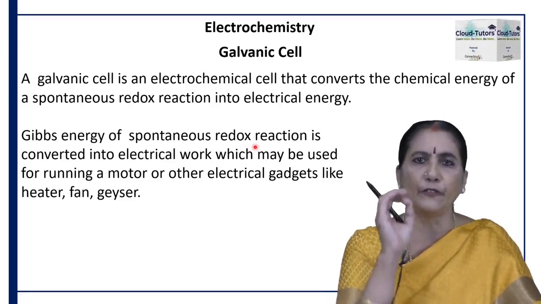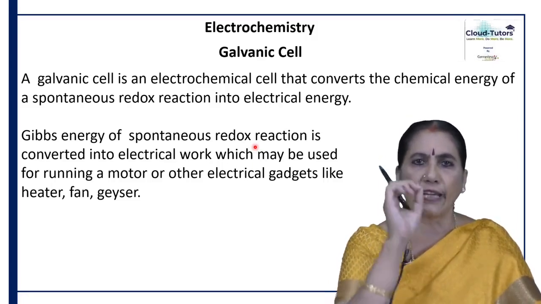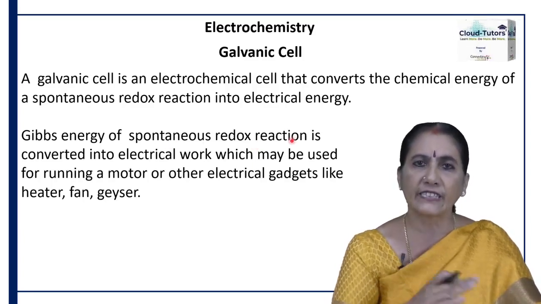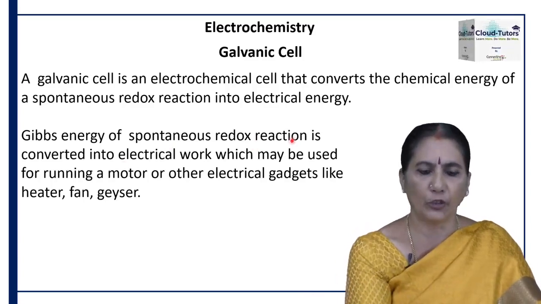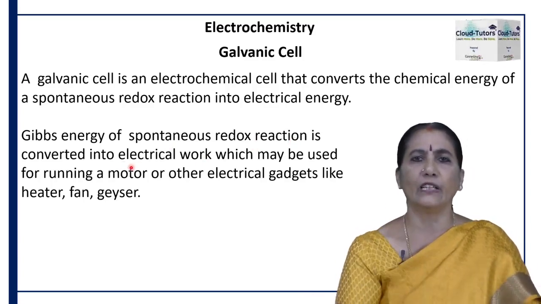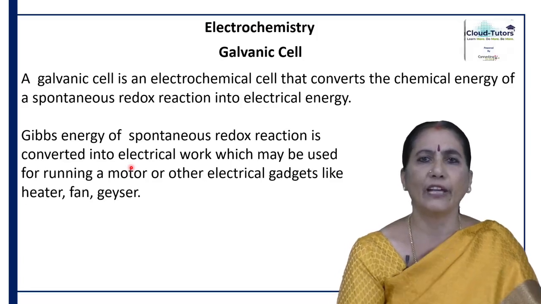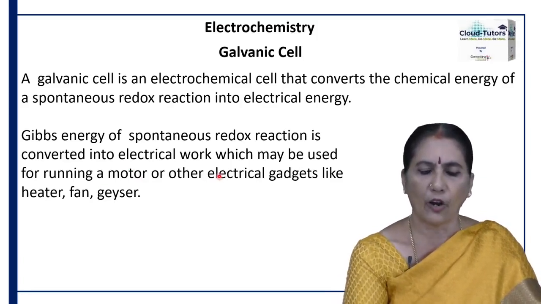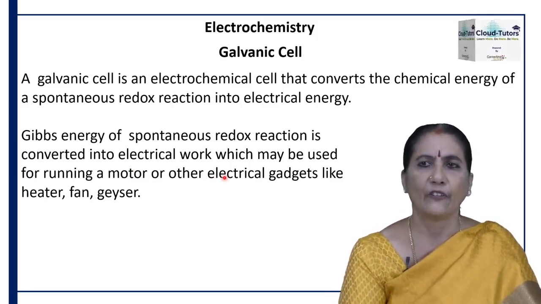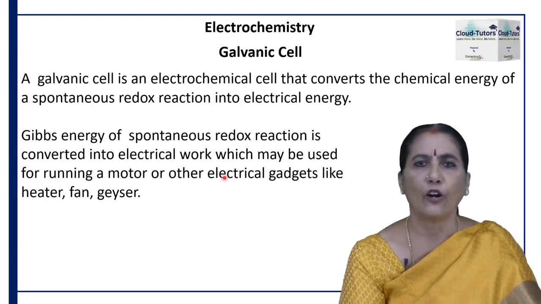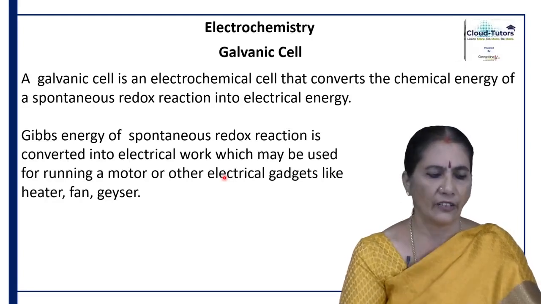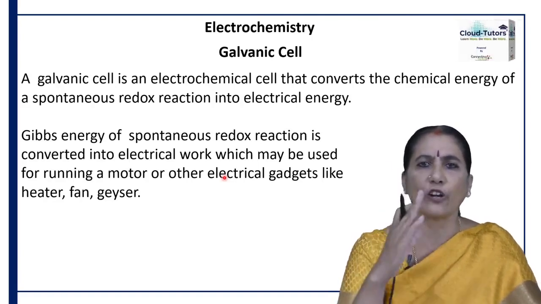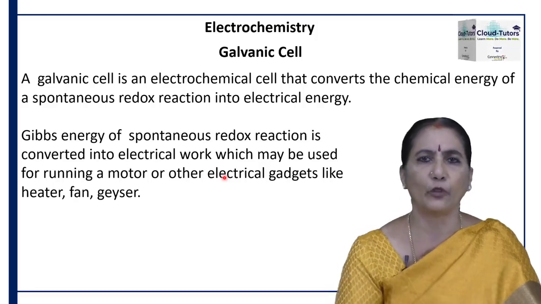Especially the Gibbs energy of a spontaneous redox reaction gets converted into a certain amount of electrical work. It could be, for example, for running a motor or any other electrical gadget. For example, if we are using a heater or a fan or a geyser, you will see the Gibbs energy of the spontaneous redox reaction getting converted into a certain amount of electrical work.